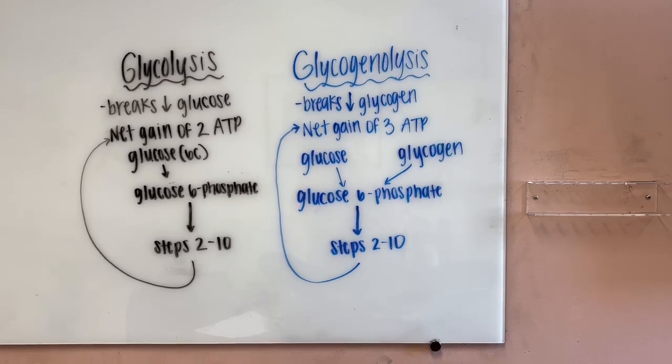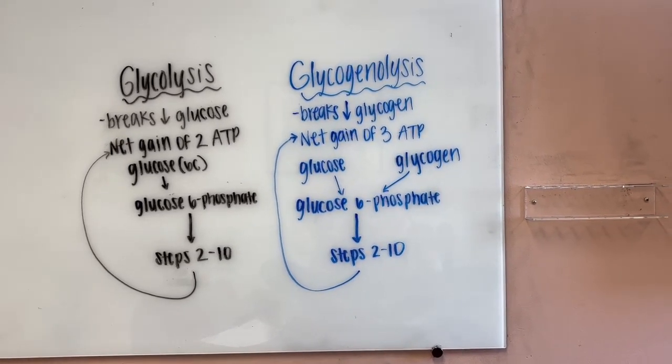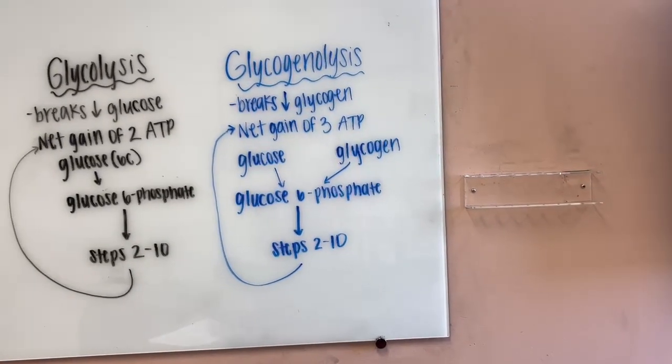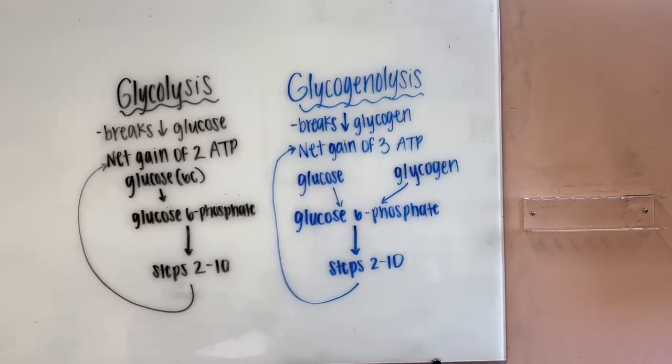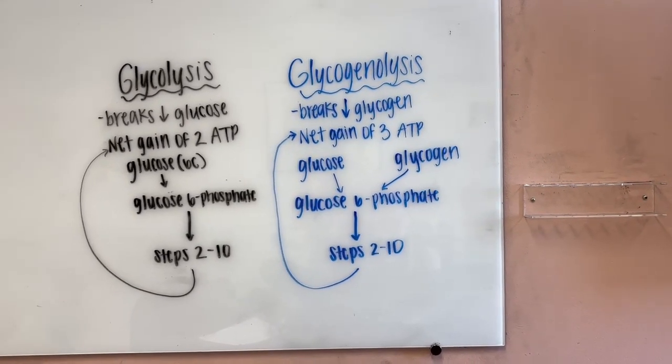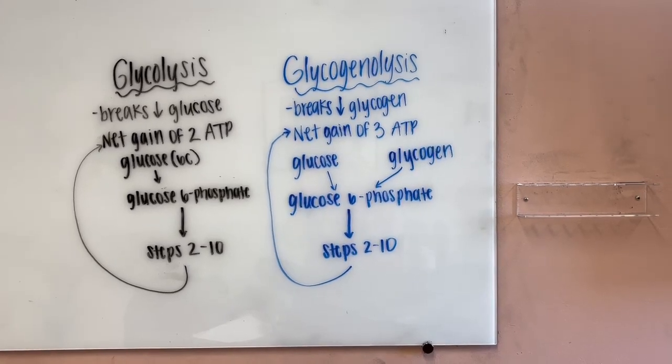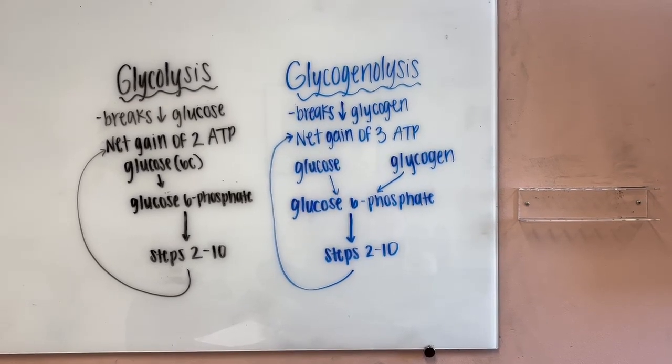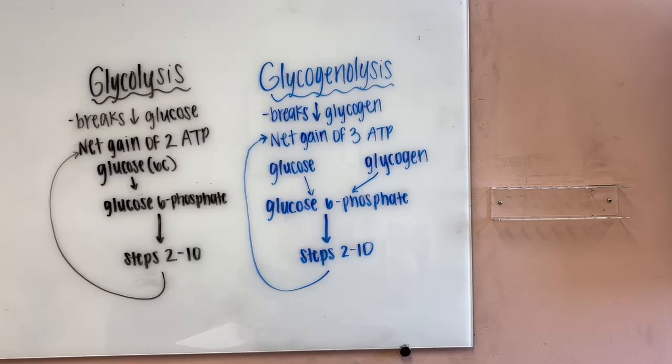So energy investment, which is the first stage, is kind of where these two differ. In glycolysis, the first step is when you use glucose, which is a 6-carbon molecule. And that glucose, in order to be converted into glucose 6-phosphate, requires an ATP molecule to be dephosphorylated into ADP.